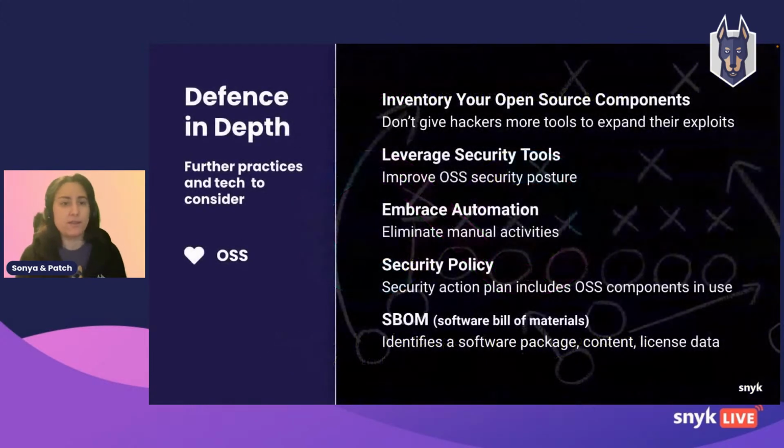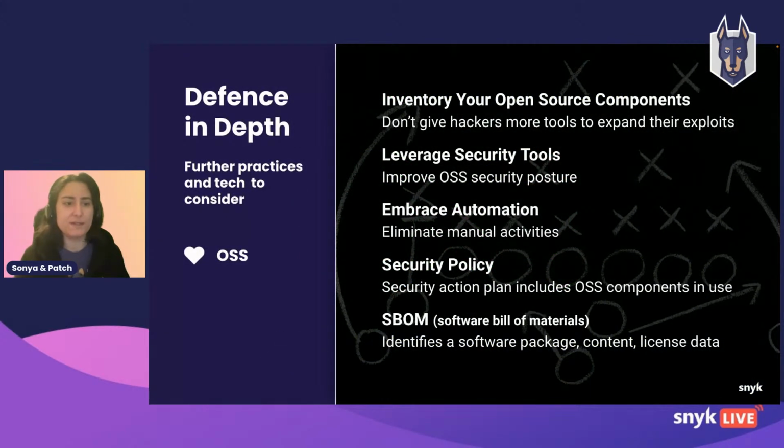So let's have a look at defense in depth and best practices and tech to consider. First, the open source software layer. First of all, try to inventory your open source components. Just don't give hackers more tools to expand their exploits. Leverage security tools just to improve your security posture. Embrace automation because you want to eliminate manual activities. Make sure to also include your open source software components in use within your security policy. And you can have that visibility using a software bill of materials to have a list of your software packages, content, and license data.